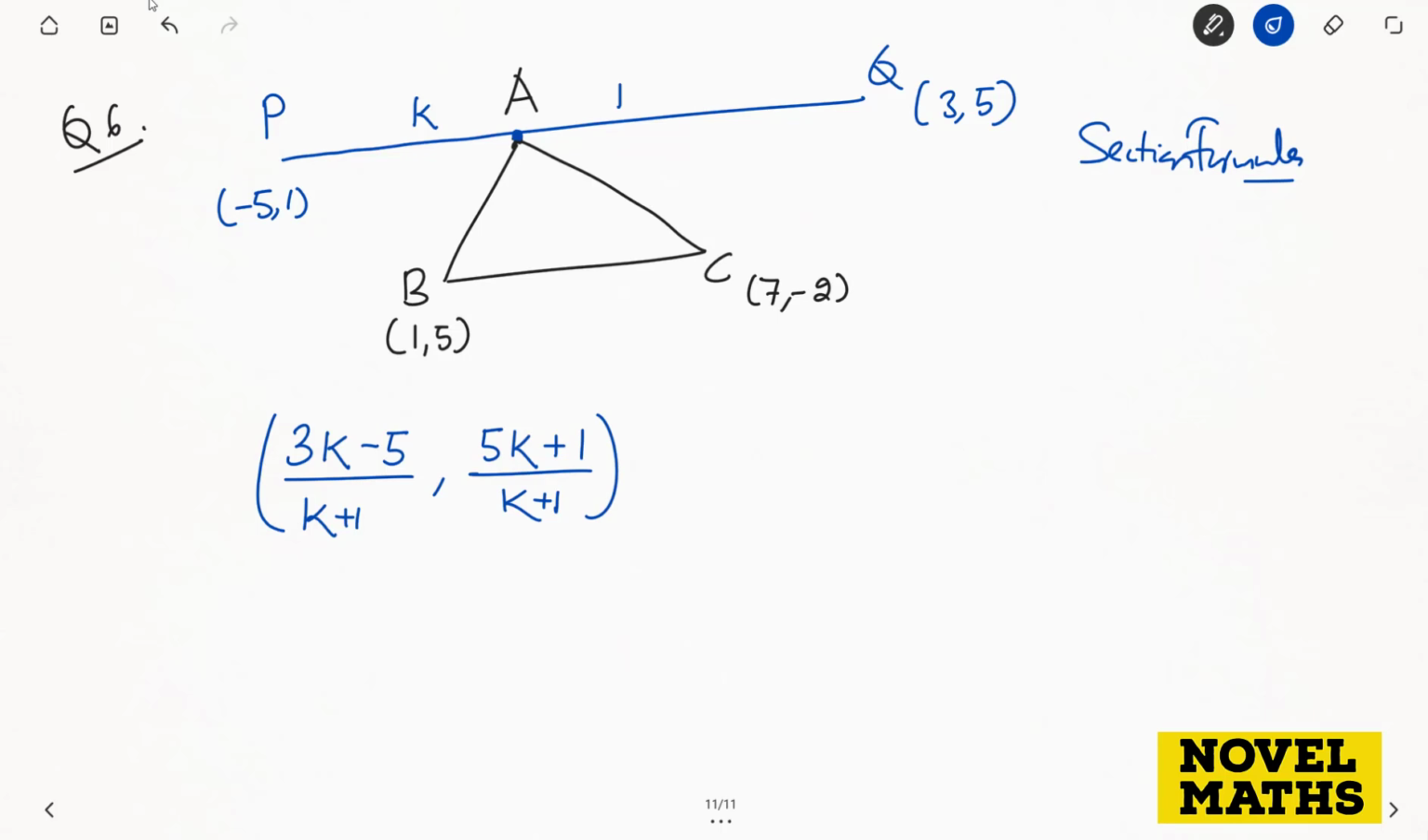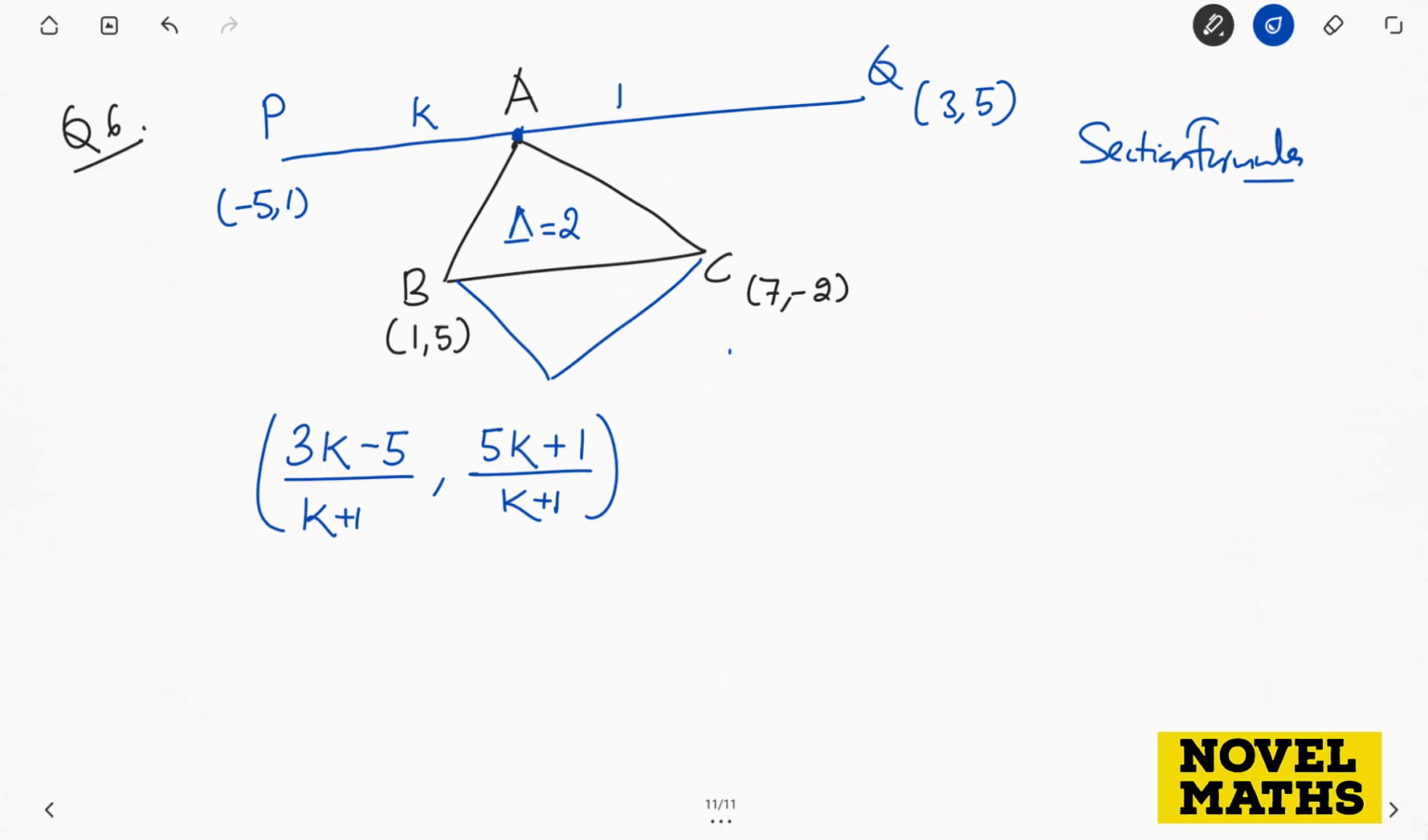A is given, B is given, C is given, and what else is given? The area of the triangle is 2. You have to find 2 values of K because point A can lie at 2 places where the area is 2. Alright, so let's apply this formula.